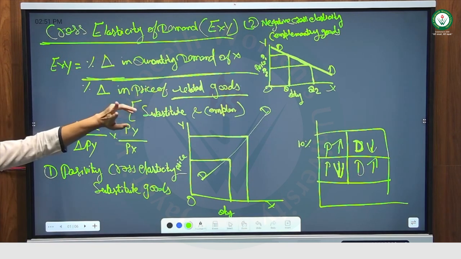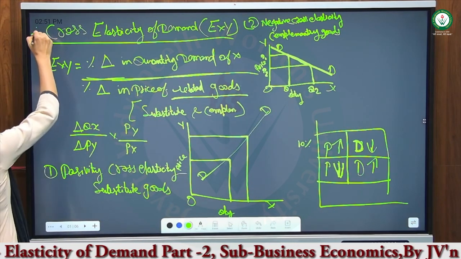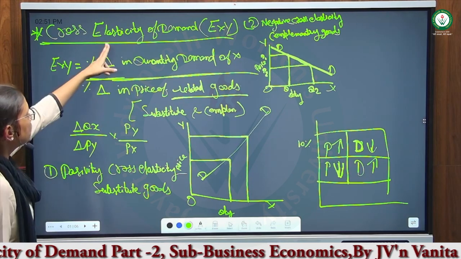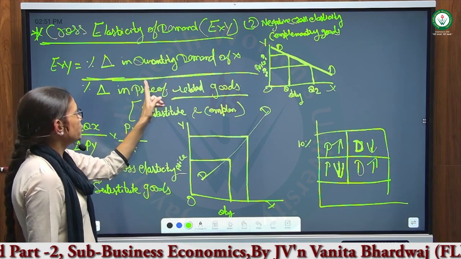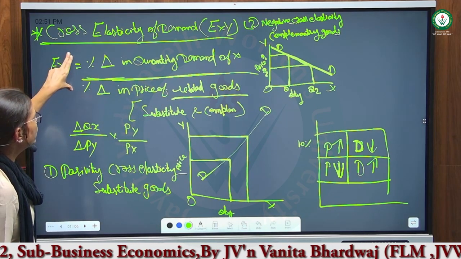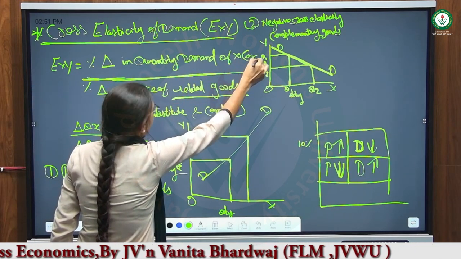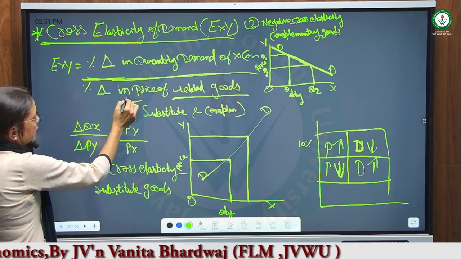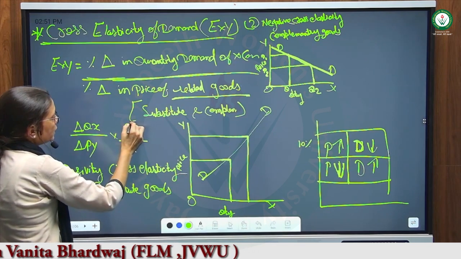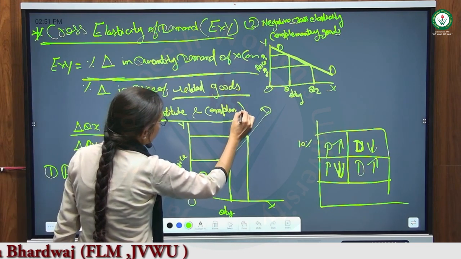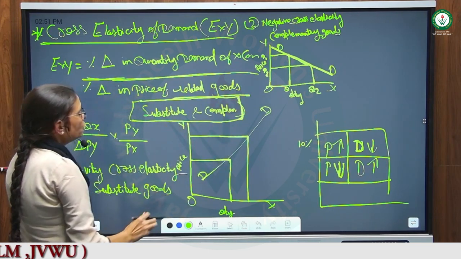In last class we were talking about the price elasticity of demand. This is the new topic, cross elasticity. Calculating cross elasticity according to the percentage method, the formula is the percentage change in the quantity demanded of commodity X divided by the percentage change in the price of the related commodity. What are the related commodities? Related commodities are substitute goods and complementary goods. In last class I already told you about substitute goods and complementary goods.